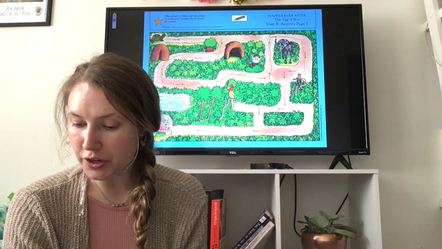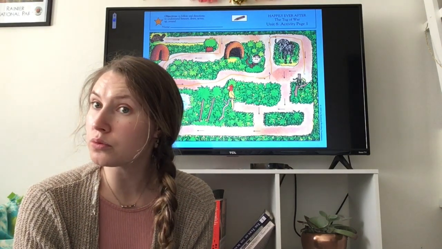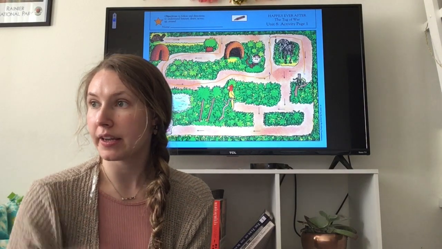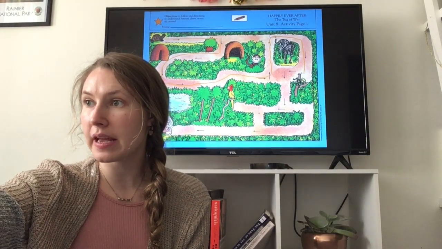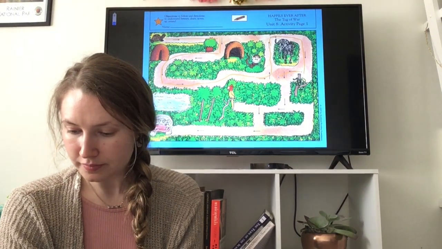Then he turned and went in the direction of the parrot. Ooh, so we need to follow the arrows to show us going towards the parrot. So we are gonna go this way towards the parrot, and then let's see what's next.